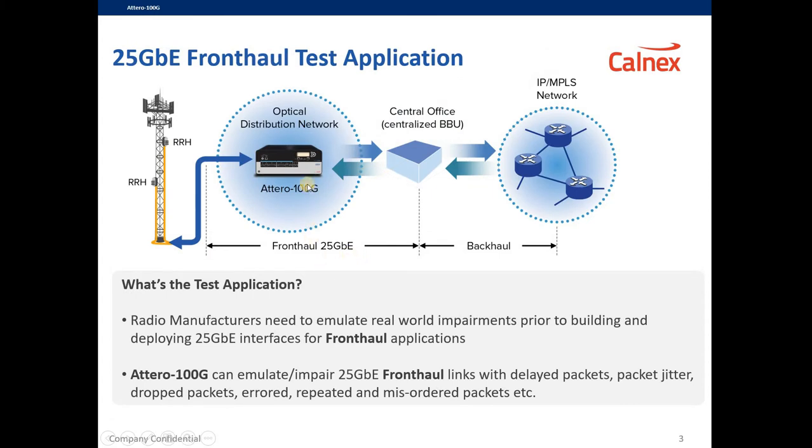In terms of test application, the Attero-100G is inserted in line into these 25 gigabit Ethernet links. The radio manufacturers need to emulate real-world impairments prior to building and deploying 25 gigabit Ethernet equipment in the network. The way that's done is the Attero-100G can emulate and impair these 25 gigabit Ethernet links with delay, packet jitter, dropped packets, errors, repeated and misordered packets, etc.